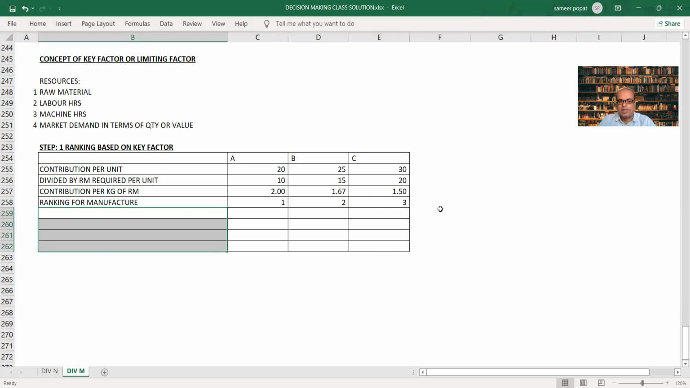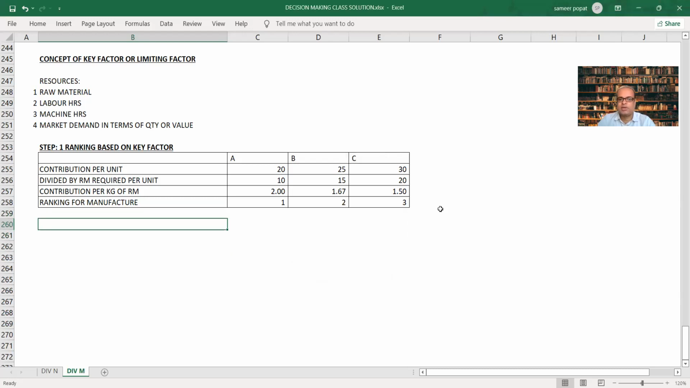Now let us try to understand the meaning of this particular step. How is this ranking given here? Here we are manufacturing 3 products. If we compare the contribution, the most profitable product is product C, with 20, 25 and 30. So the highest contribution is earned by product C, and we should concentrate our production on product C. But here the problem area is not the product. The problem area is raw material. Raw material is not available to the extent of the required quantity.